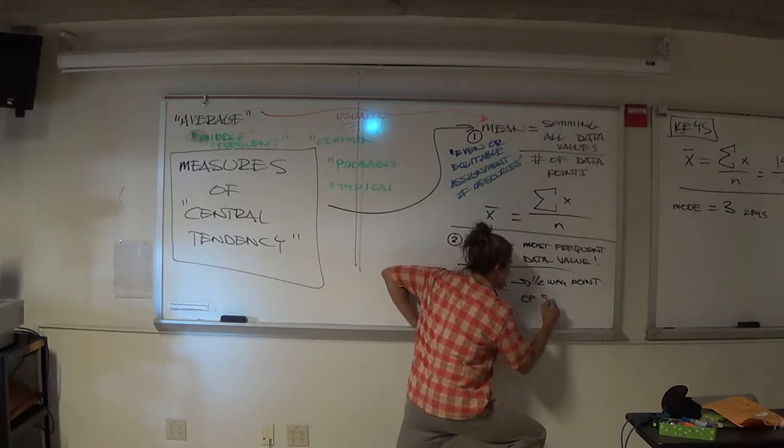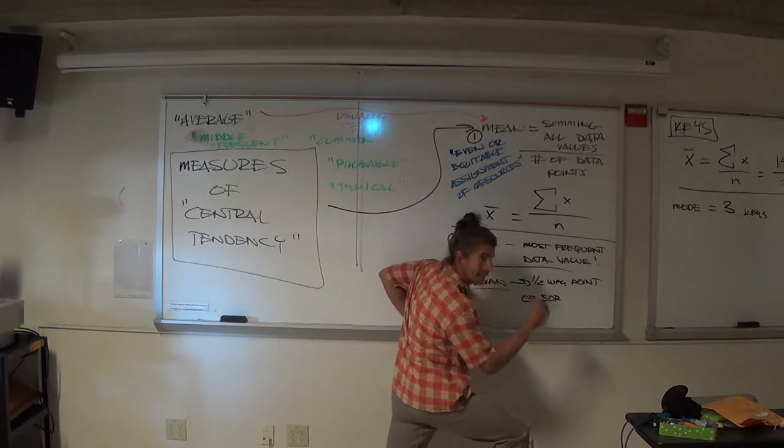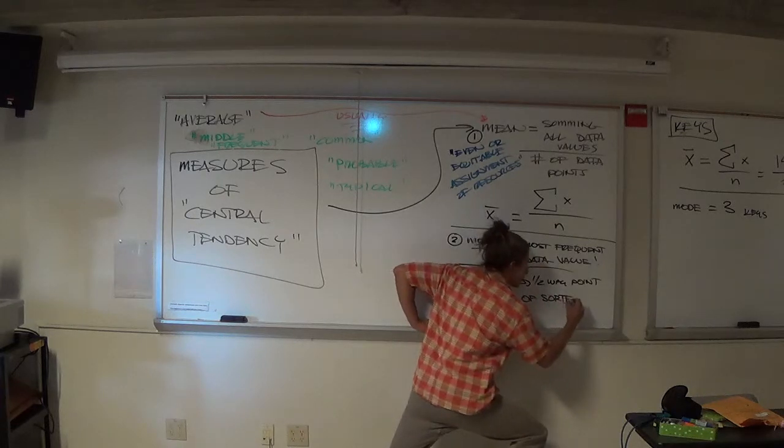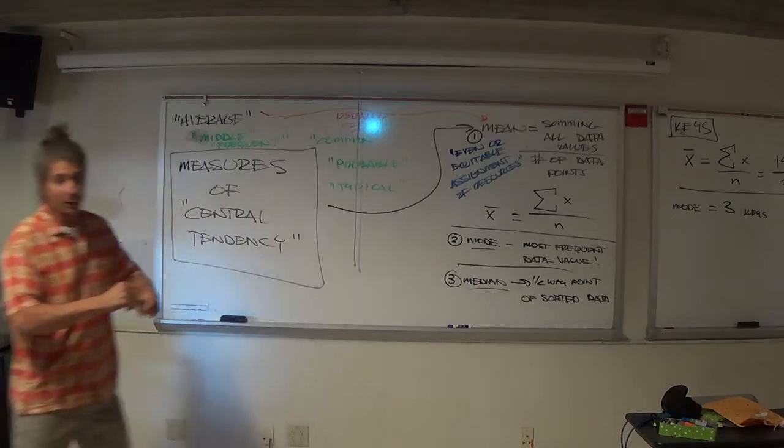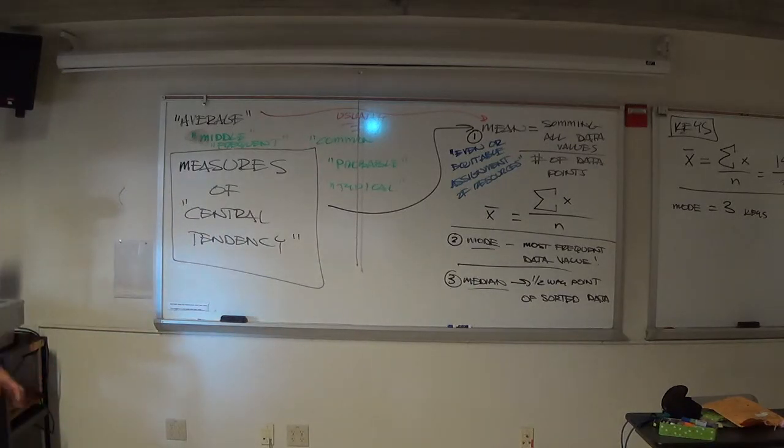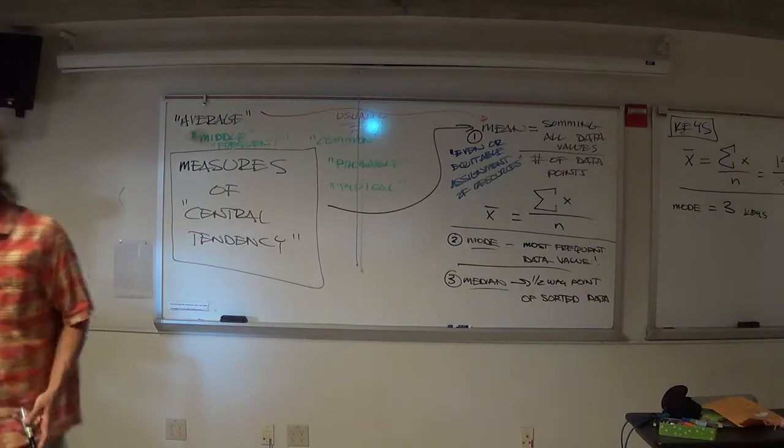of sorted, not sorted like S-O-R-D-I-D, S-O-R-T-E-D. We don't want sordid data. Maybe we do, I don't know. Sorted data. Now I already sorted it for you in the data list I gave you because that's just annoying to have to deal with that without technology.